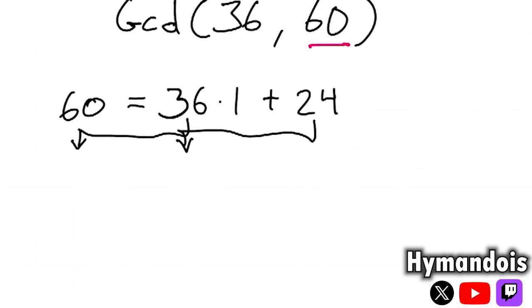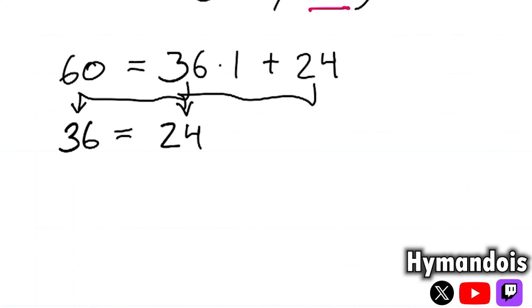So now on the new equation we have 36 on the left side of the equation, and then we got 24 on the right side. We forget about the times 1. Now, how many times does 24 go into 36? Well, it's one time with a remainder of 12.